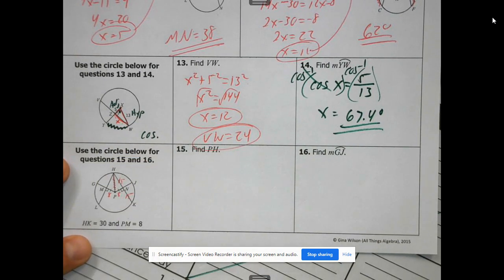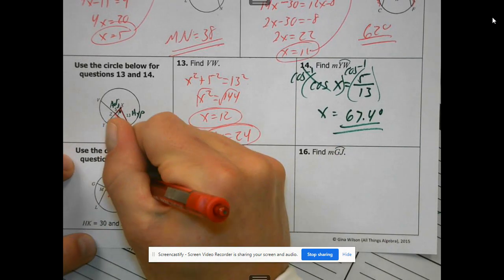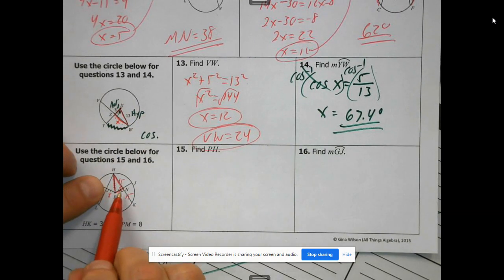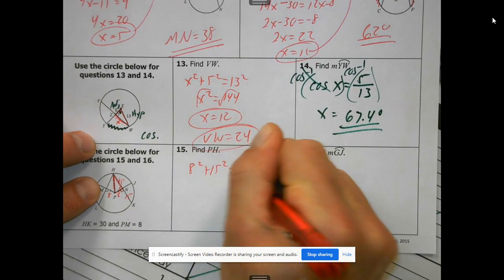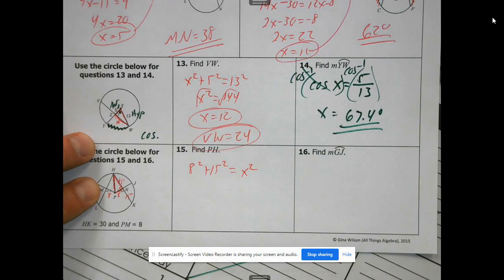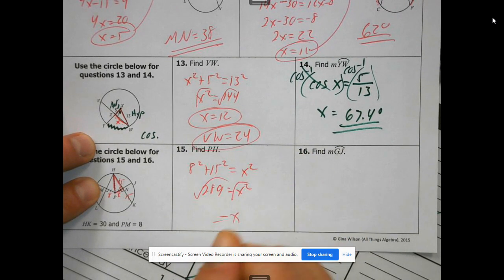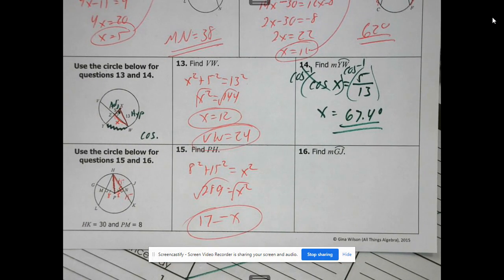We can do this. Here is your triangle. Here's your 90. I'll highlight it for you. But you have a right triangle, right? The 8 and the 15 are your legs, and this guy is your hypotenuse. So 8 squared plus 15 squared equals hypotenuse squared. Left side adds up to 289. Square root that, 17. So P to H is 17. Not too bad there.